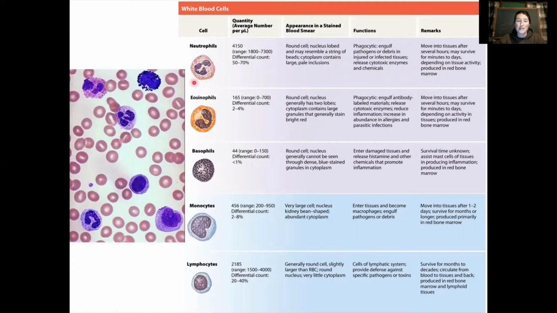So this is what ideally the cells should look like. Of course, in the real world, they're a little bit more variable than that. Here is how abundant they should be, okay? What they look like, what they do, and any other pertinent information.